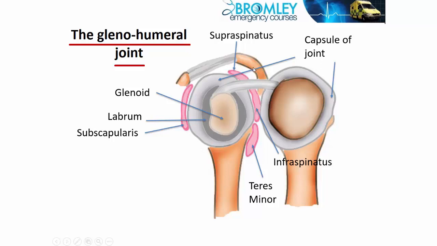Up the top here, we've got the shelf of the acromion and the coracoid process here, and the coracoacromial ligament that we talked about, providing some protection from above. So that's the glenohumeral joint.